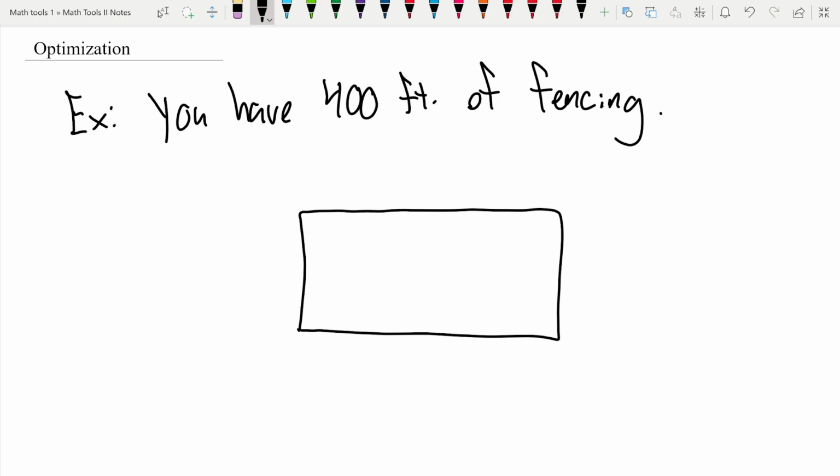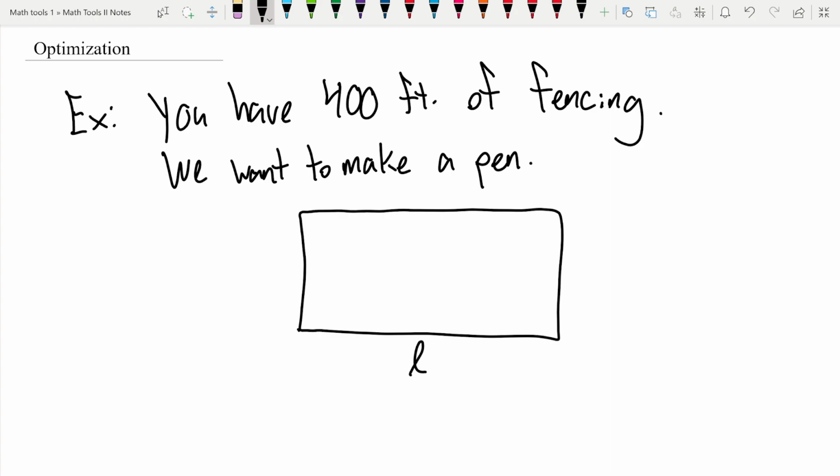Okay. So let's say we want to make a pen. How would we make this as large as possible? And how do we answer this using derivatives, right? Of course, we first need some kind of equation to work with. So that's the first step to a lot of these, making an equation.